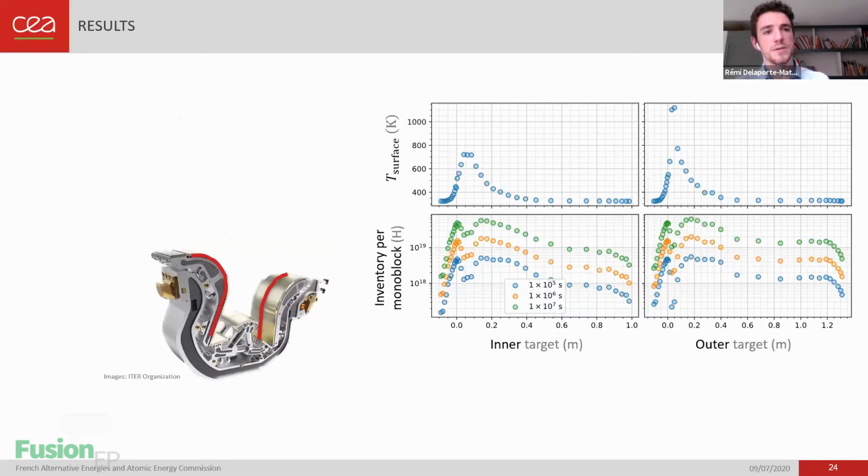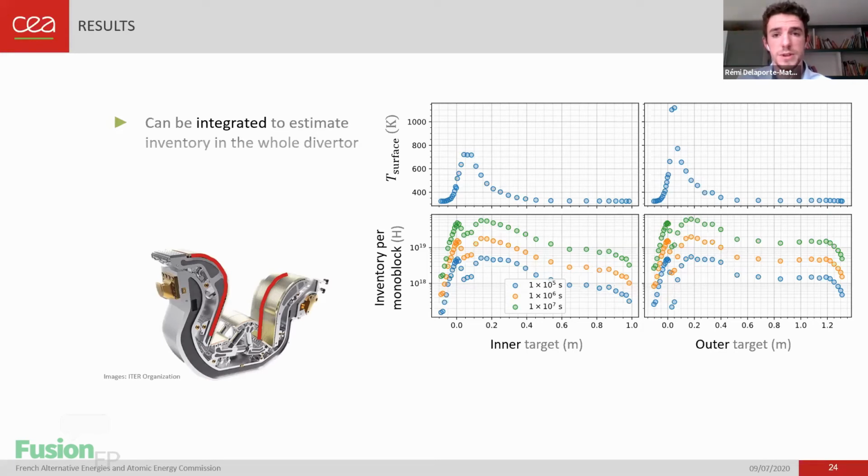Right, so we are nearly there. We can have now the inventory per monoblock along the targets, the 2 targets, and we can again see the 2 strike points on the 2 targets. And surprisingly enough, the inventory here decreases at the strike points. This is again due to temperature, because the temperature is higher, then the retention drops locally.